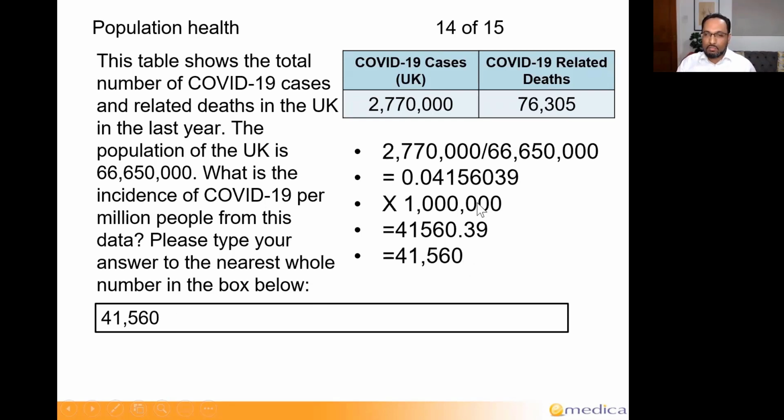Now you might be thinking, why per million? That's because if you look at all of the international data on incidence of COVID, it's always reported as incidence per million. Okay, so it's standard worldwide. That's what every country uses to report their incidence of COVID. It's new cases per million.